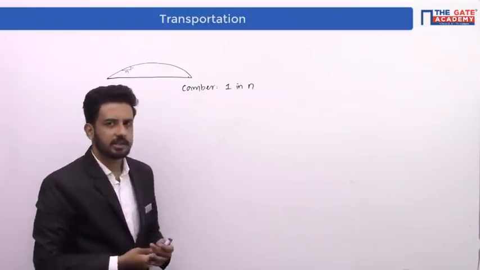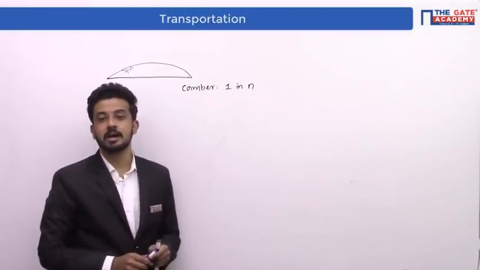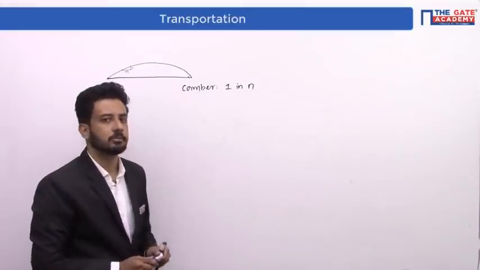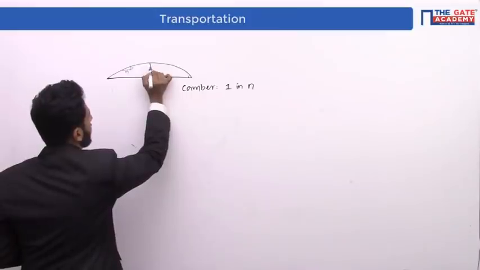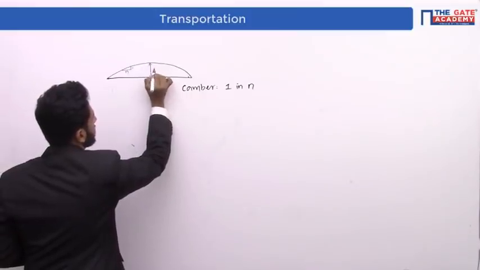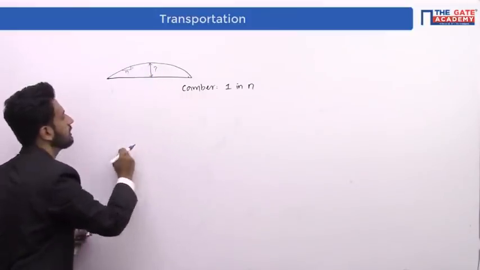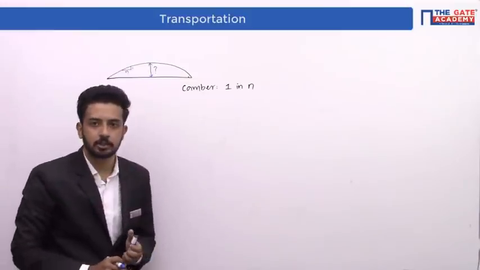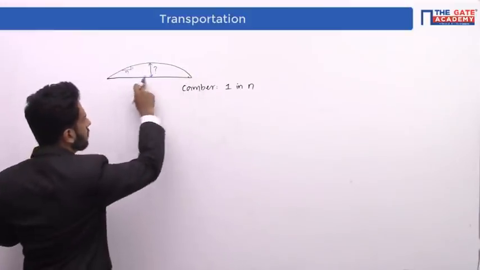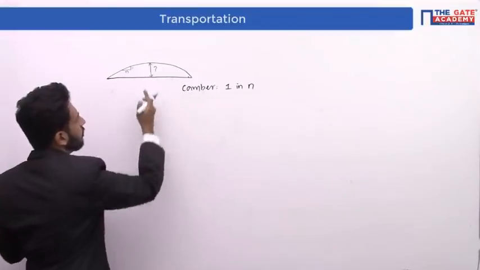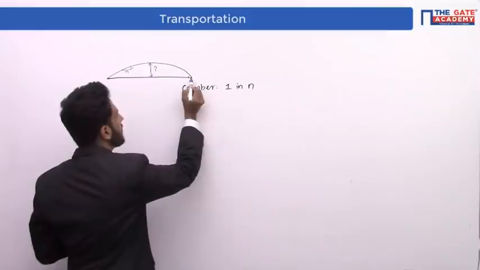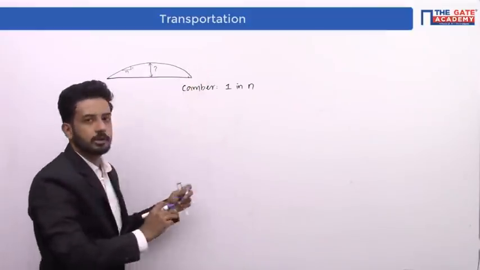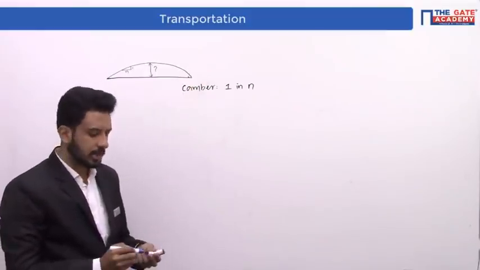Okay. Finally, they have asked what is the height of crown. Crown means what? At the center here. Correct? So they asked what is this height? The height of crown with respect to edges. That is, with respect to this line, what is the height of crown? From the edge, what is the height of that point? That is what they have asked.